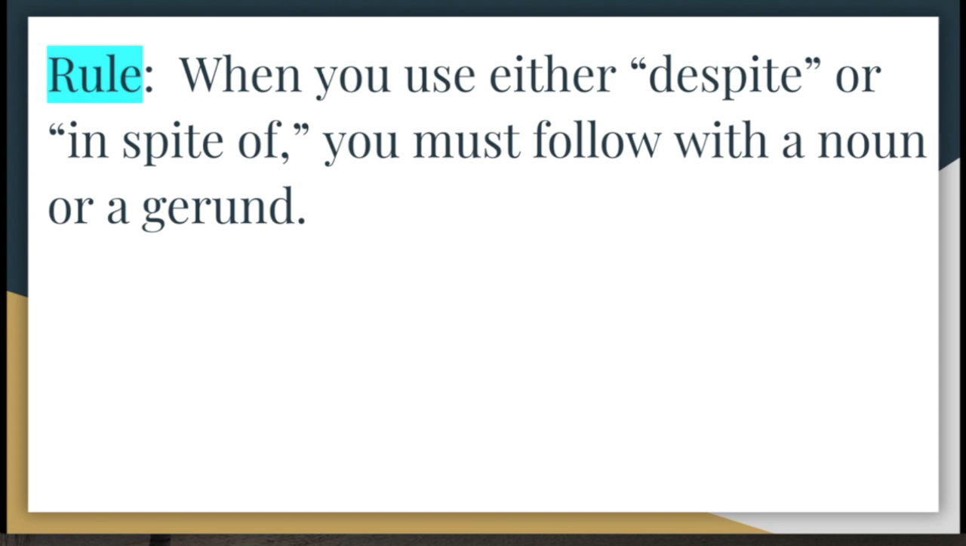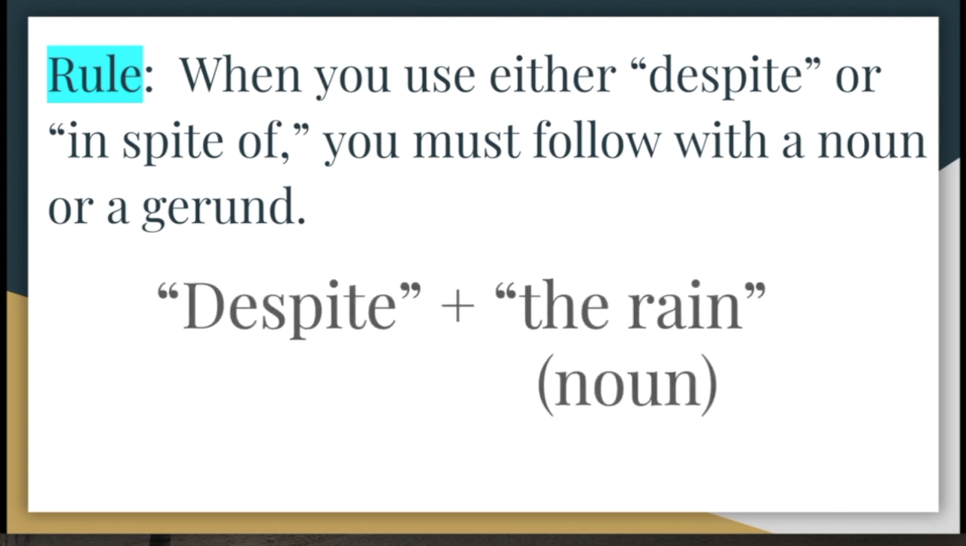Here's a rule. When you use either despite or in spite of, you must follow with a noun or a gerund. So let's look at that one that we just saw. Despite, and then plus the noun, the rain.